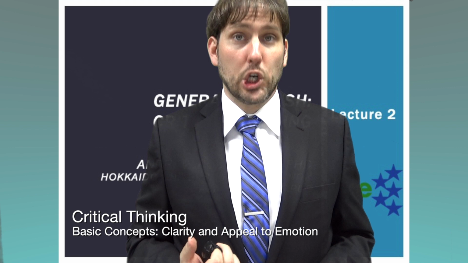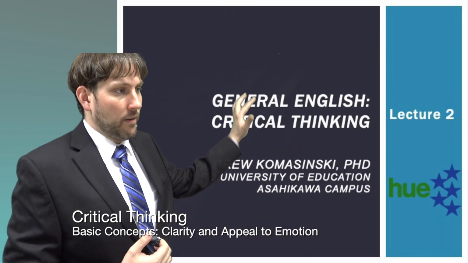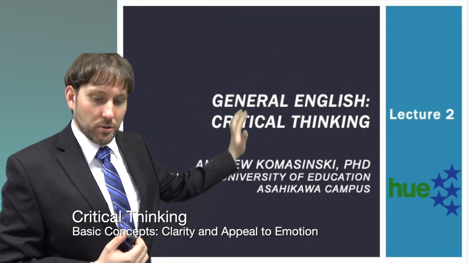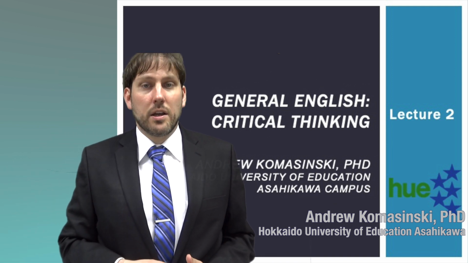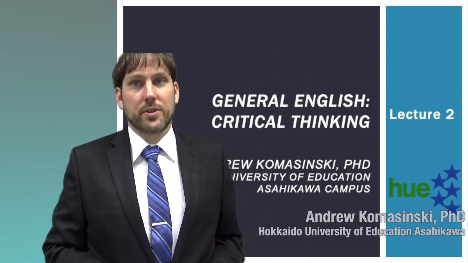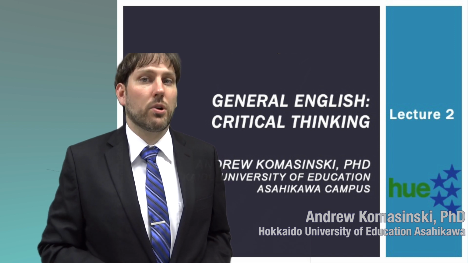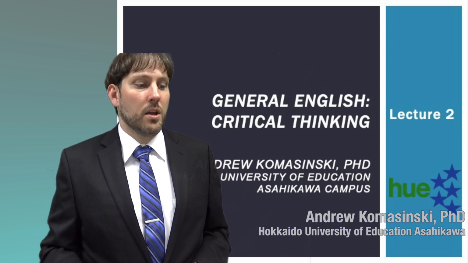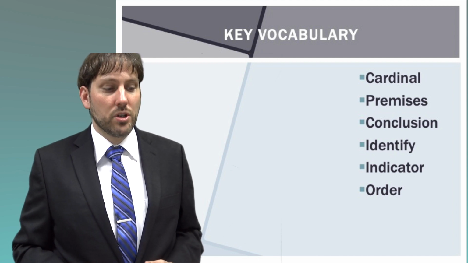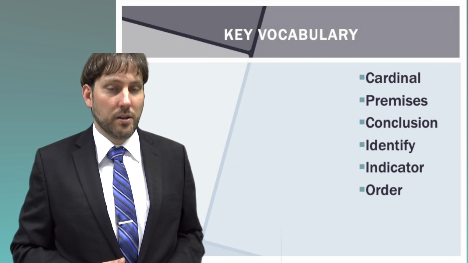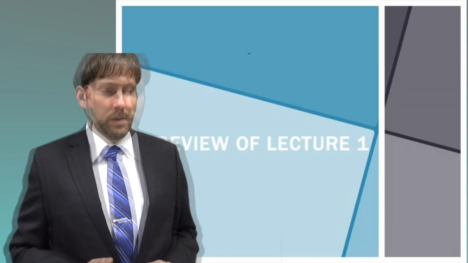This is the third in a series of flips for a class at Hokkaido University of Education, Asahikawa, on critical thinking. This is the second one that I'm assigning as homework. We are continuing to work through general concepts. Some of the key terms for this time are premise, conclusion, identify, indicator, and order.